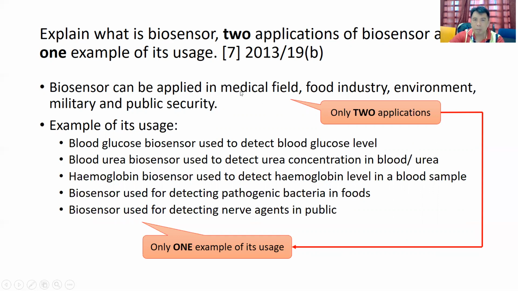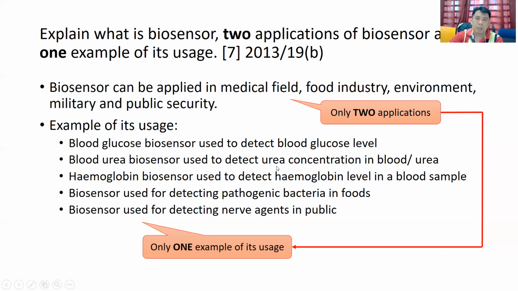If possible, relate it. Let's say you mentioned the medical field, so the example is from the medical field. If you talk about the environment, the example can be the presence of pollutants, for example pollutants in a river, or heavy metals. For example, a blood glucose biosensor in the medical field. The biosensor can be used to detect the blood glucose level of a diabetic patient. So here I give you several examples.